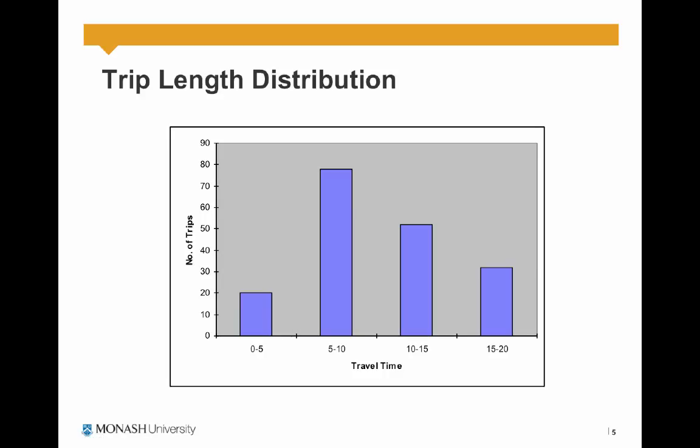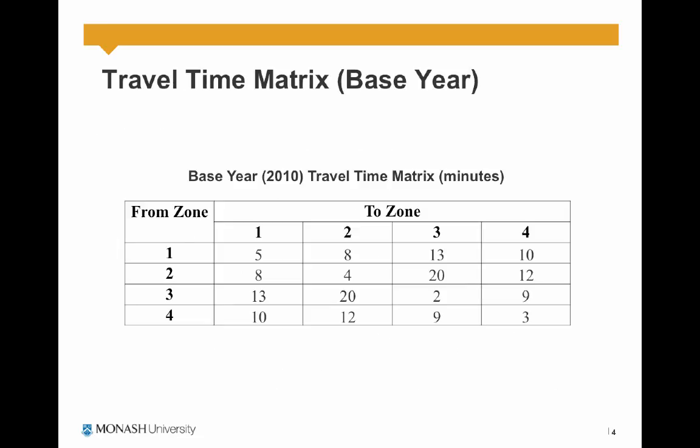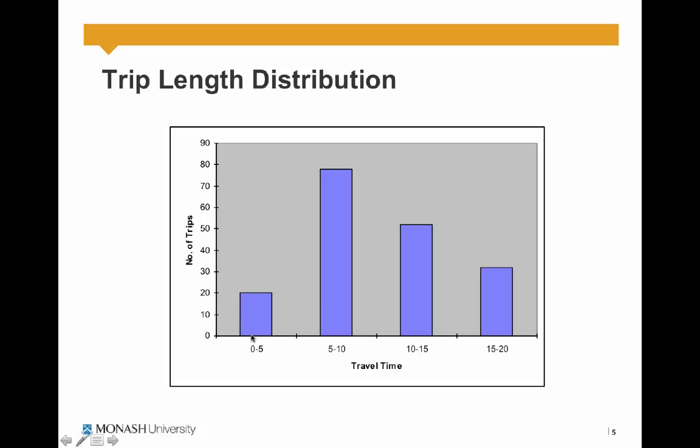From the previous two tables, you can get a histogram of trip length distribution. If you look at the previous tables, you can see how many trips will be made that take between 0 to 5 minutes, how many trips between 5 to 10 minutes, and so on. So with that information, you can draw such a histogram, which we will use later for travel demand calibration and validation.